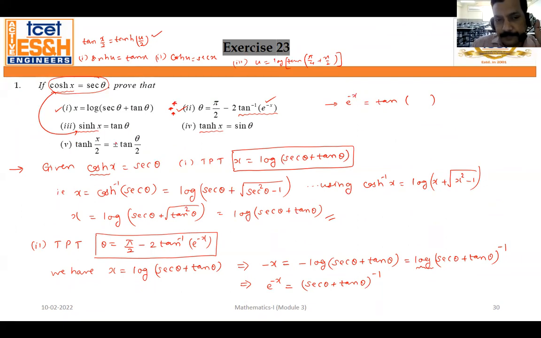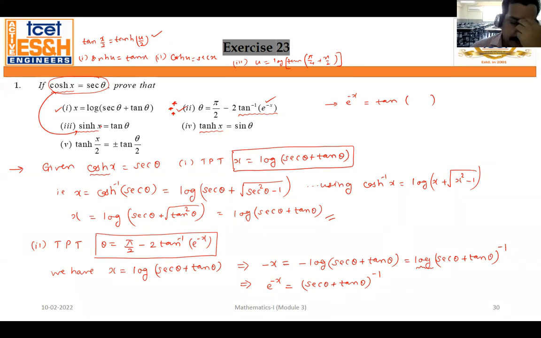Understood, ना? But this third result is difficult to prove using second result. Second result से third result prove करना difficult है. Can I make use of the first result to prove the third result? Anybody? क्या मैं पहला रिजल्ट यूज कर सकता हूं sin hyperbolic of x equal to tan theta प्रूव करने के लिए? Yes or no?